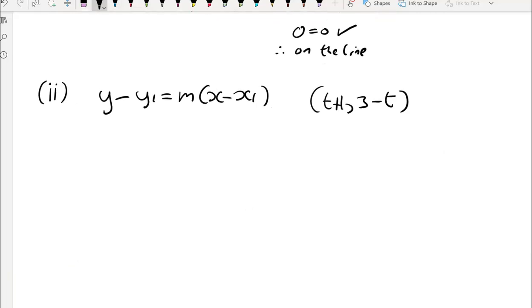There are two things that are needed to find the equation of a line. A point on the line, and we're told the point (t + 1, 3 - t) is on the line. So that will go in for x1, y1. In this case, we don't have a slope, so let's just leave our slope as m.